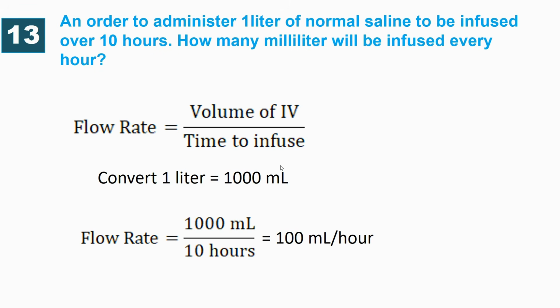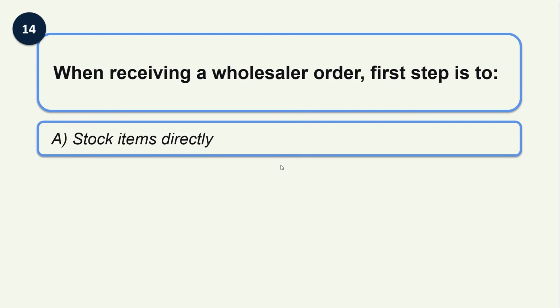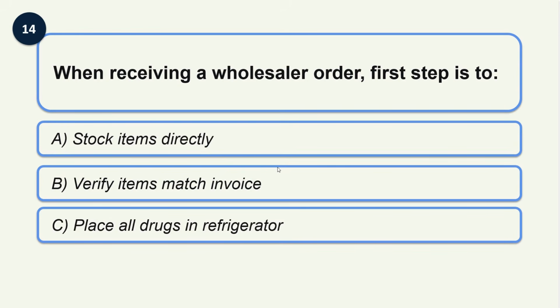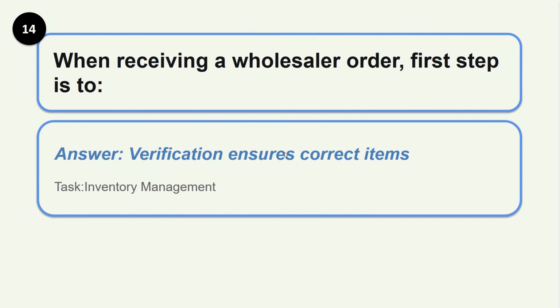That's your answer. Next, when receiving a wholesale order, the first step is A. stock items directly, B. verify items match invoice, C. place all drugs in the refrigerator, D. give invoice to the pharmacist. The correct answer is verify items match invoice. After receiving any order from the wholesaler, the first step is to verify that the correct items were received. So you have to match the invoice that was ordered against what was received.